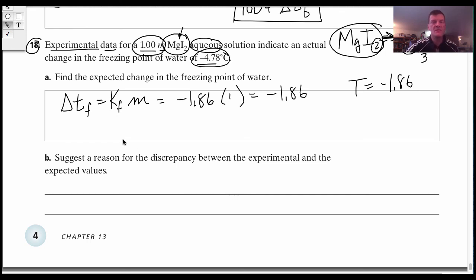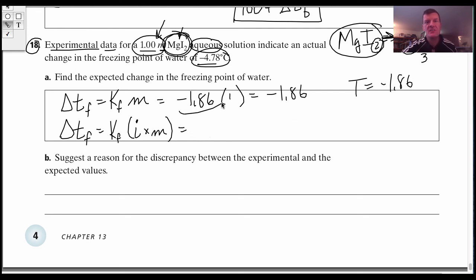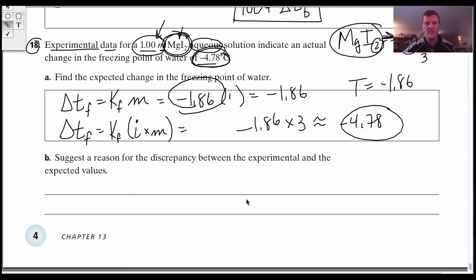So watch what happens if I take that into account. If I look at this formula and I say, oh, I have to think about how many ions are created from this 1 molal concentration. So yes, my constant is still the same, but here my molality has to be tripled depending on how many ions I have. Okay? So if I take my answer here and I multiply by 3, I'm going to get closer to the actual value of -4.78. May not be exact, but it's going to be closer. Okay?